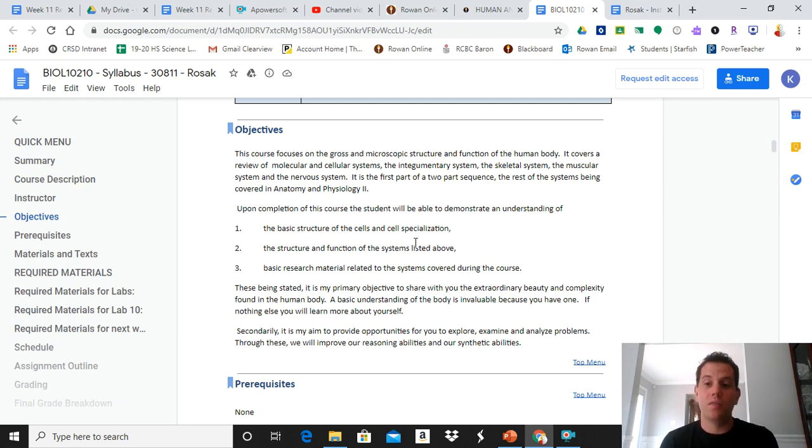And then we'll close out with the nervous system, talking about the brain, the spinal cord, the nerves, and all the associated structures with the nervous system. This is the first of a two-part sequence, with Anatomy and Physiology 2 covering the other systems. Some of you may have actually taken Anatomy and Physiology 2 before 1, in which case you'll be in a little bit of a better position, but it's normal to take Anatomy and Physiology 1 first.